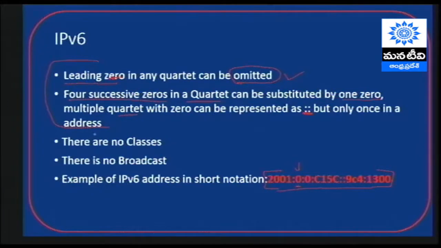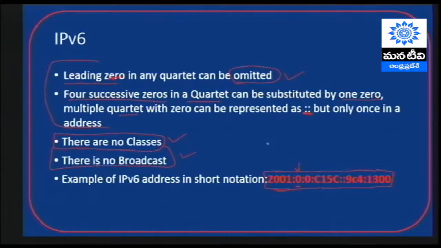Another benefit of IPv6 is that there are no classes, like in IPv4 where we have class A, class B and class C. Here we do not have classes, and there is no broadcast in IPv6; it has been removed. So these are the advantages of IPv6. Apart from the length of the address, there are billions of IPv6 addresses which are not available in IPv4.